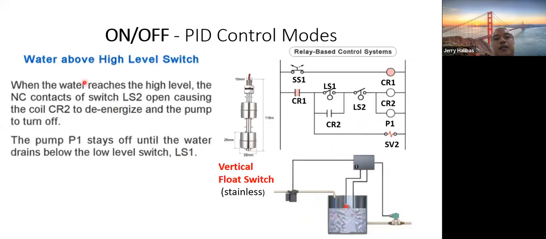Now, what will happen if it reaches above the high level switch? The two float switches now become open. So it opens, despite your selector switch being on as well as CR1 being closed.